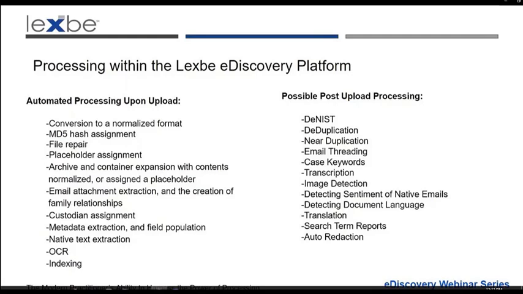Some of the automated processing steps that can occur upon upload include conversion to a normalized format, MD5 hash assignment, file repair, placeholder assignment, archive and container expansion with contents normalized or assigned to placeholder, email attachment extraction and the creation of family relationships, custodian assignment, metadata extraction and field population, native text extraction, OCR, and indexing.